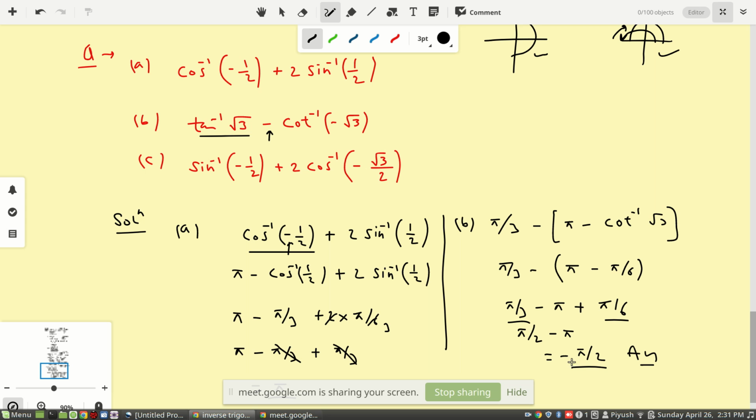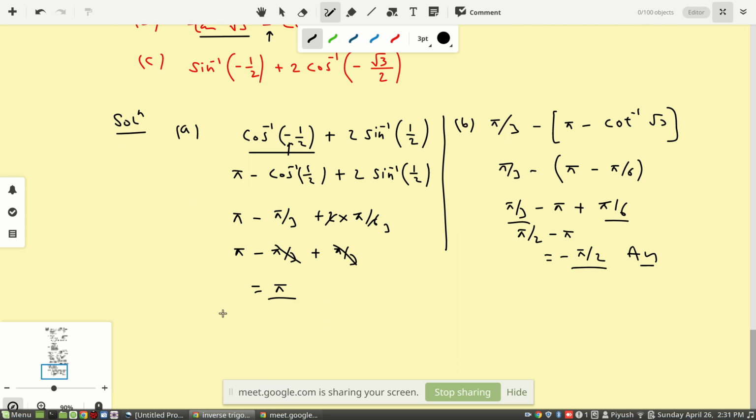I hope it is clear. Now coming to the third one. So the third one's solution, if you want to see. So here, sine inverse of minus, it's simply minus outside because sine inverse is in this region. Those inverse trigo functions which are in this region, the negative just comes outside. So minus sine inverse of half.